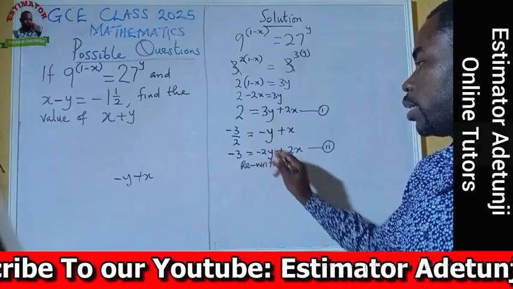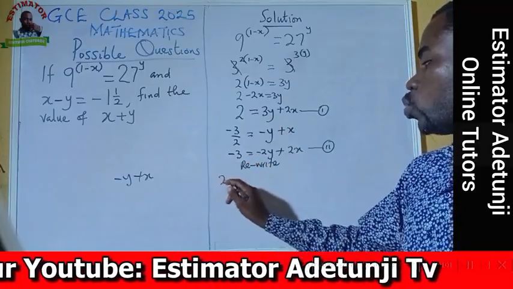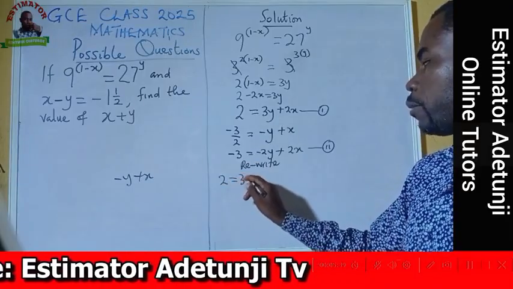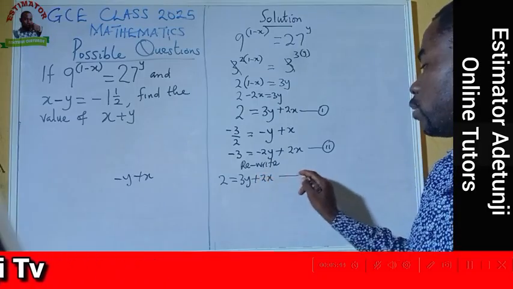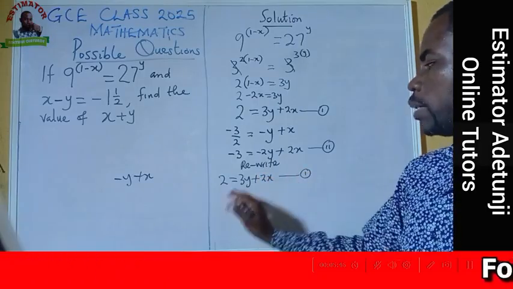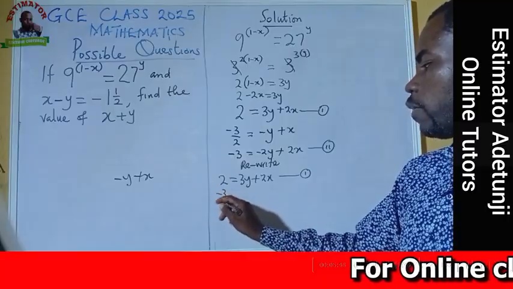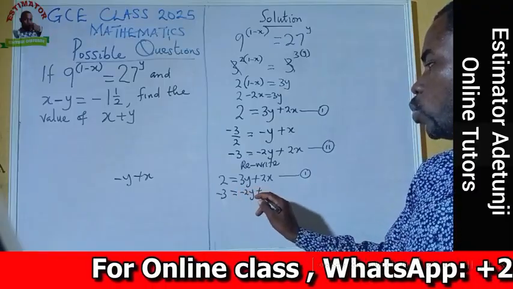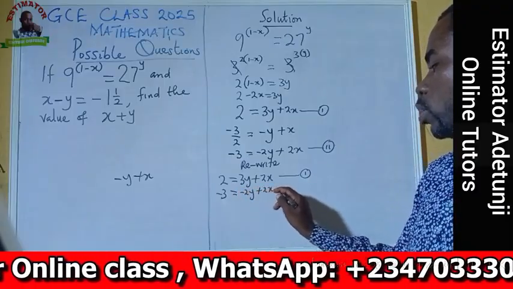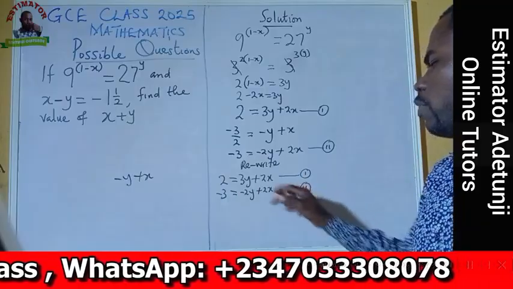So what am I writing again? The first equation, 2 equals 3y plus 2x, that is equation 1, and the second one is negative 3 minus 2y plus 2x. That one is what? Equation 2. Now we have our equations.